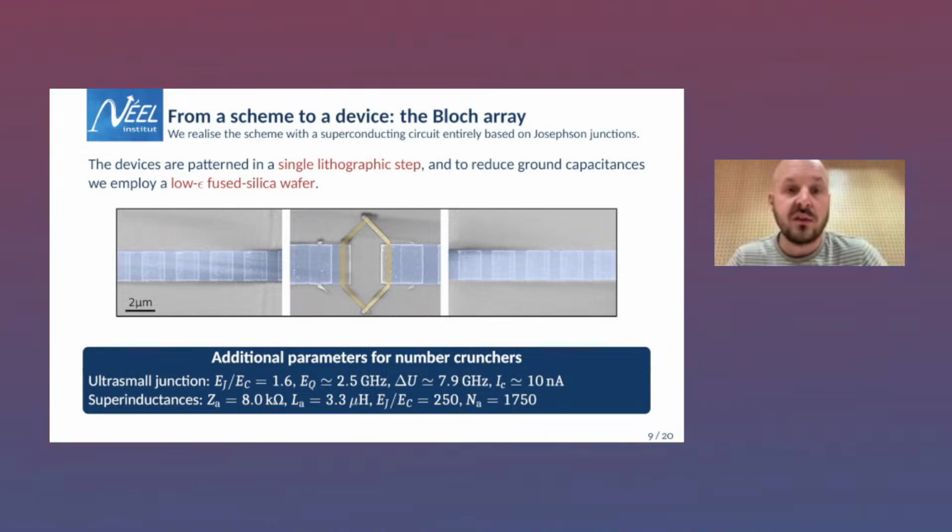So we are then reducing significantly the ground capacitance, boosting the impedance this way. If you want numbers, here they are. We have an impedance of something like 8 kilo ohms, and the width of the first Bloch band is 2.5 gigahertz, and the separation to the next band is 8 gigahertz. So that should be high enough to prevent Landau-Zener. And we have almost 2,000 junctions on the left and 2,000 junctions on the right.